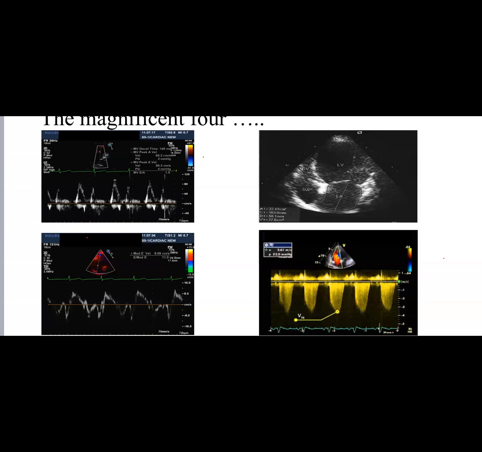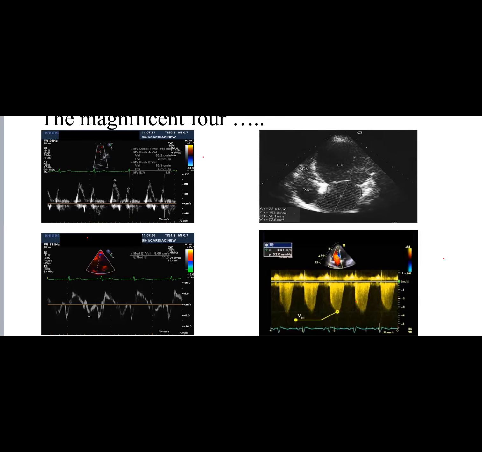Okay? And you see in the new guidelines, they have incorporated the ejection fraction. So the analysis with low ejection fraction takes a different track than when you have normal ejection fraction. Okay? So again, the ejection fraction has a lot to do with how you are analyzing diastolic function. And I think we have talked about that in the first session. But I want you to remember the 4, or the magnificent 4, of diastolic analysis.